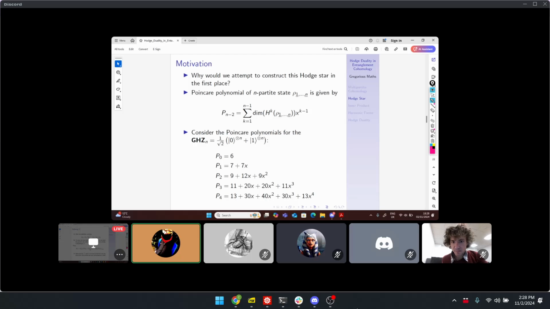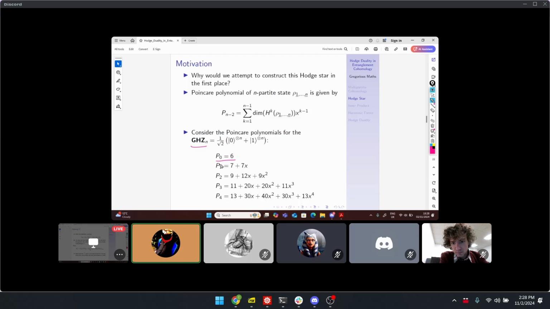And it's just a way of collecting together all the information into one thing, basically. So if you look at these Poincare polynomials for the GHZ state, which I think Kasra talks about in his 2-qubit example, for the 2-partite case it's just 6, because there's only one cohomology and its dimension is 6.